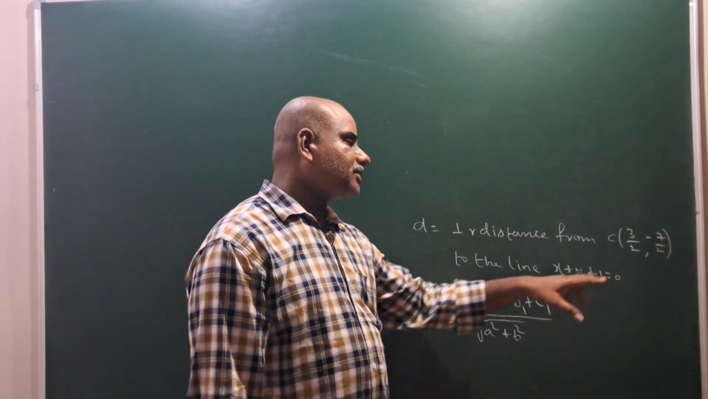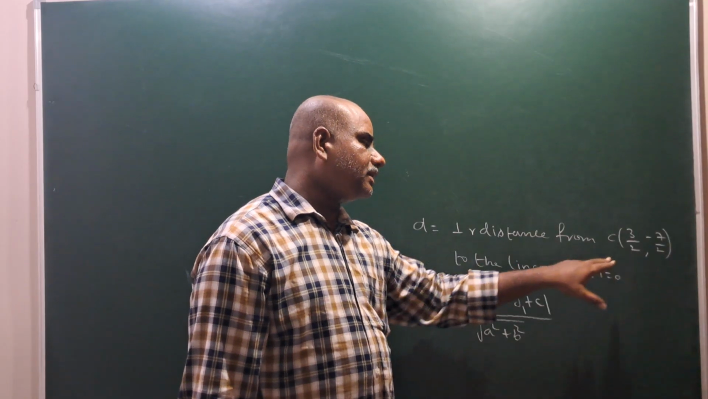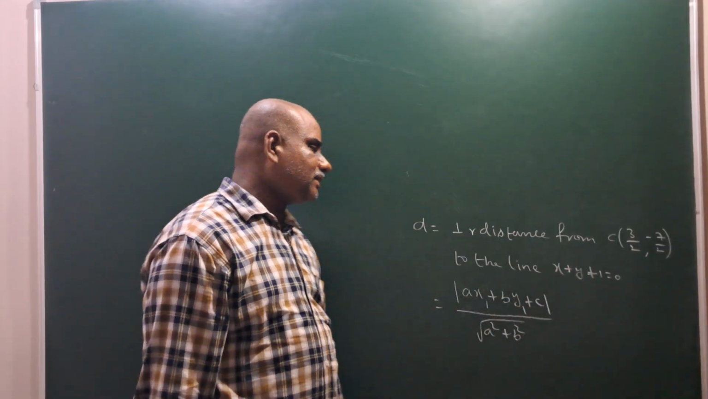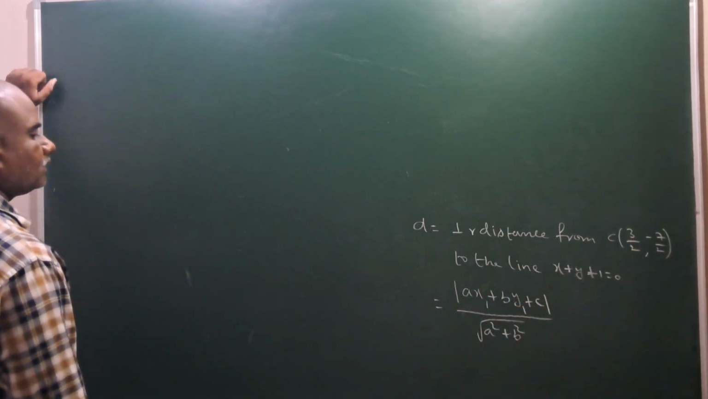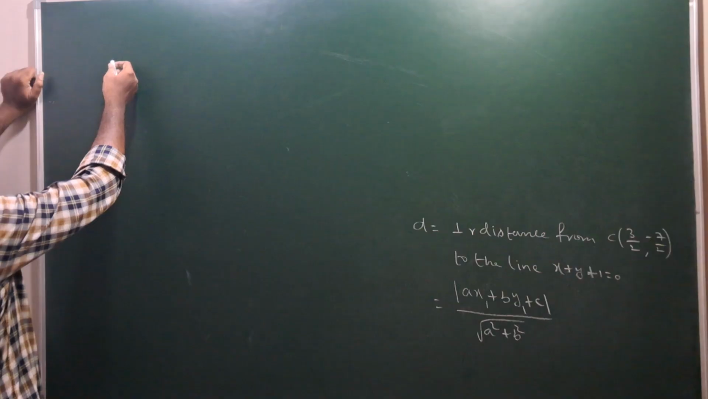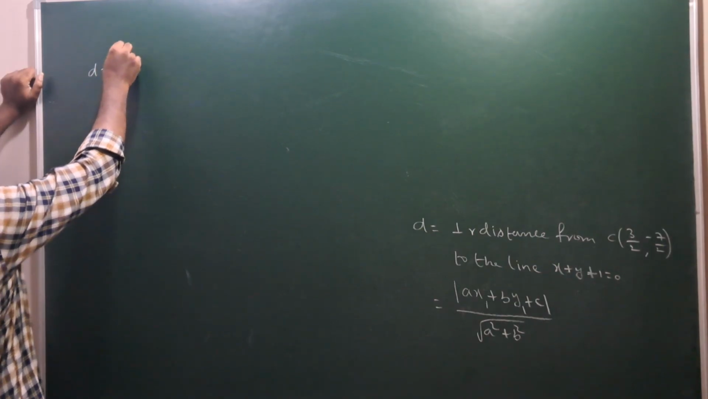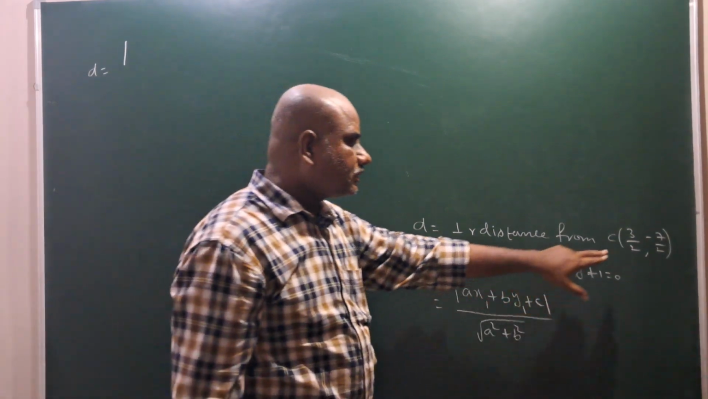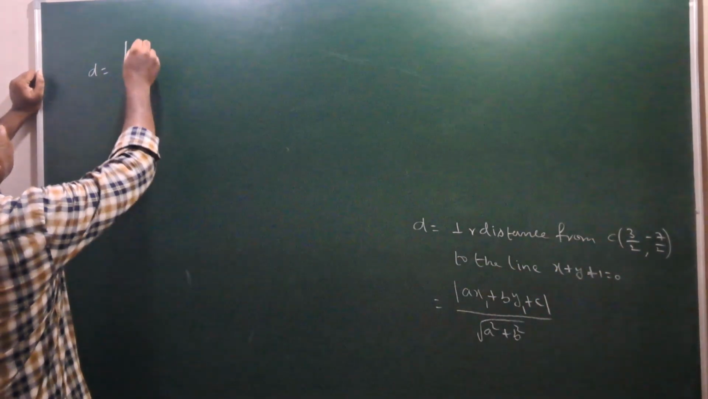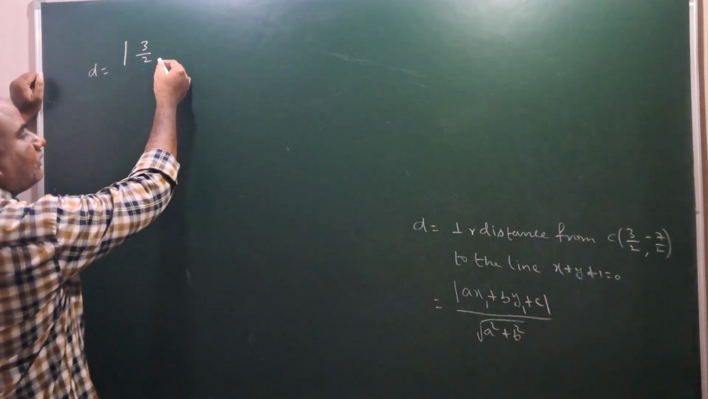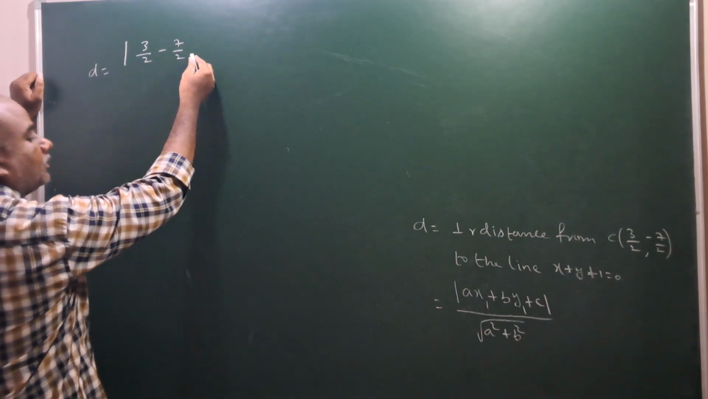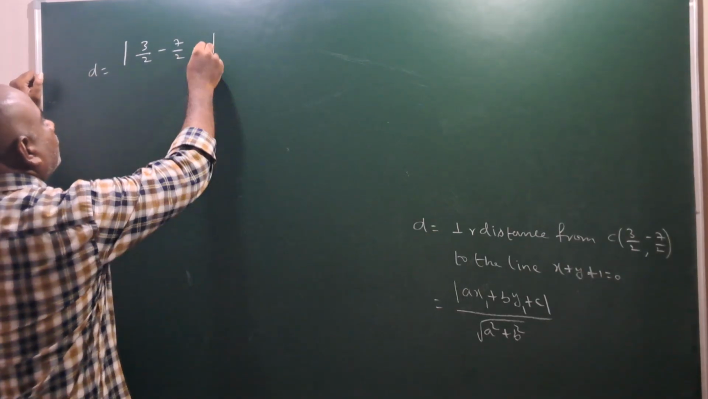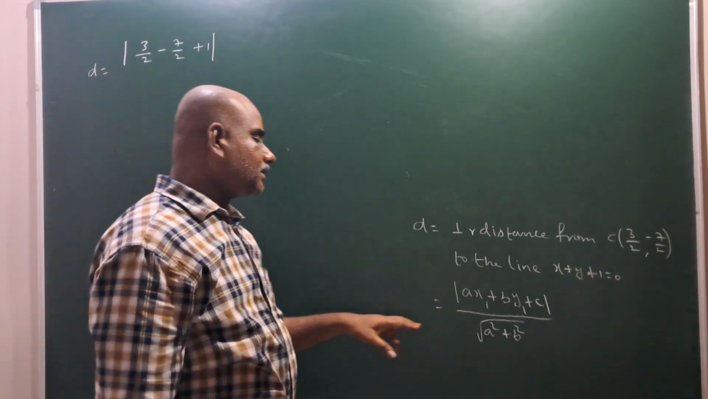It is nothing but just substitute the coordinates of center in this line. We have to substitute the coordinates of center in this line: x plus y plus 1 is equal to 0. So that is the meaning of ax1 plus by1 plus c. Therefore d is equal to, under modulus, x means 3 by 2 plus y means minus 7 by 2 plus 1.